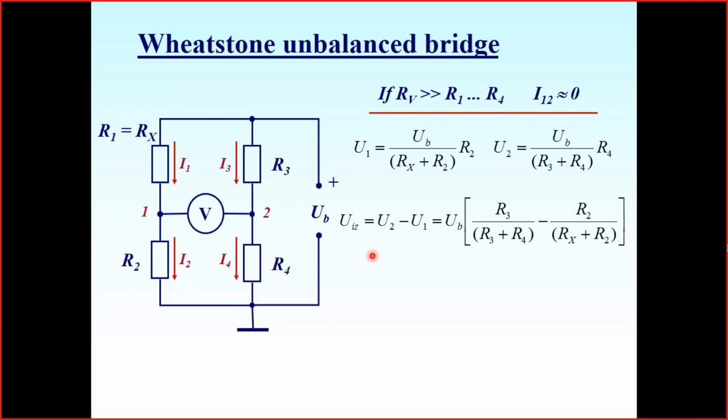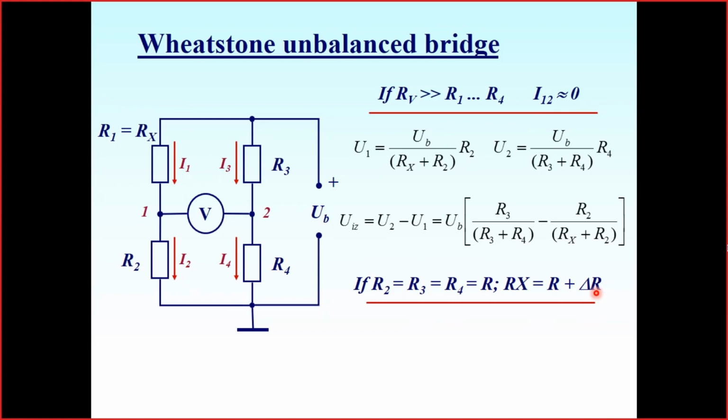So we just take the difference, and for simplicity, let's consider the situation when all the resistances are equal to some certain resistance R, but the resistance Rx we represent as this balanced resistance R plus some extra additional resistance. This representation is quite typical for sensors.